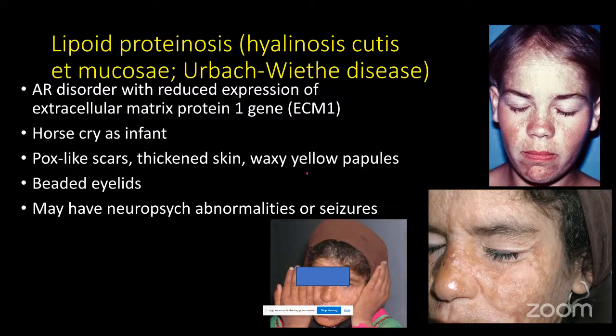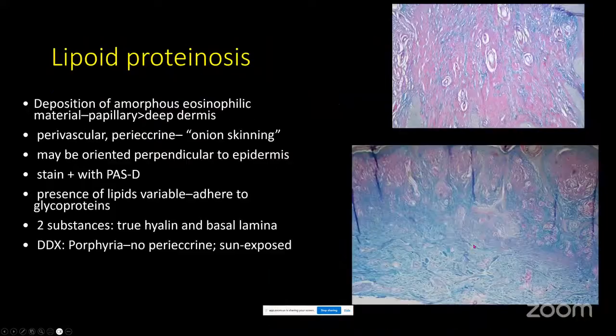Lipoid proteinosis is a very rare autosomal recessive disorder in which patients get these deposits in their skin, the sclerotic deposits, and they have this very characteristic beading. You can sort of see it here, but you can also see it here, beading of the eyelids. They get these pock-like acneiform type scars, these waxy papules and plaques. They can have neuropsych disorders, seizures. As a baby, because of the vocal cord involvement, they can have a hoarse cry.